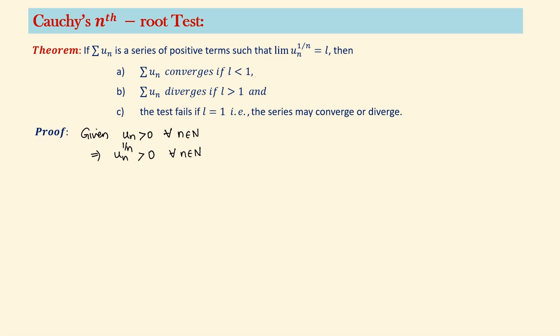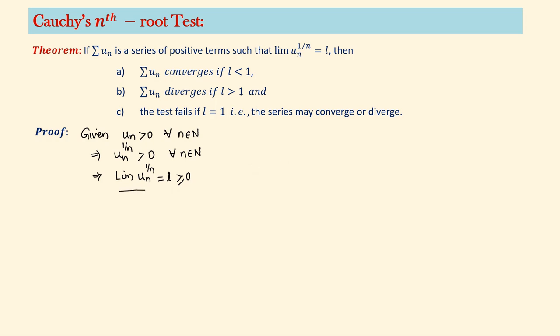So un power 1 by n is a sequence. Taking its limit, limit of un power 1 by n we call it L. So that L may be greater than or equal to 0. Equal to 0 can occur because a sequence of positive terms may converge to 0, for example 1 by n converges to 0. So we have to write L greater than or equal to 0.